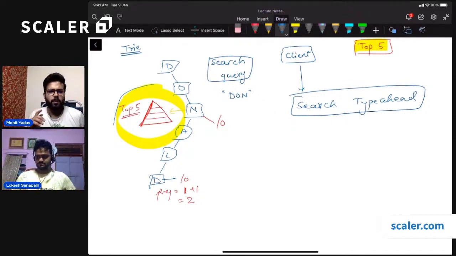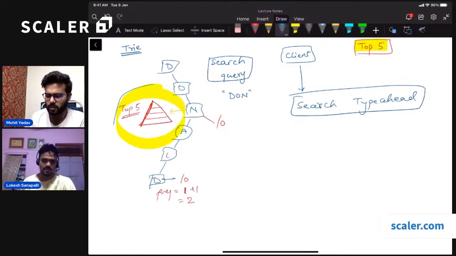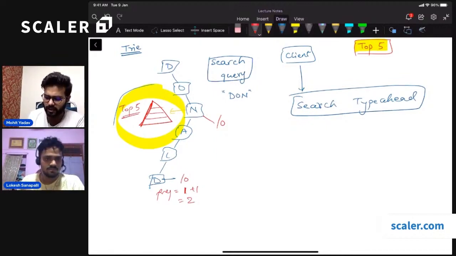Let's break it down. What are the problems with this particular approach? Let's write down all the problems and then we'll discuss one by one what can be the probable solution. Can you identify the problems and tell me what those are?